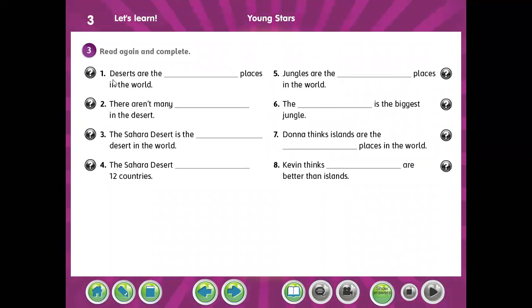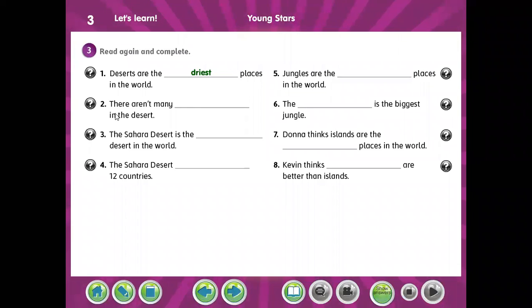Yes, teacher. Deserts are the driest places in the world. Very good, Genesis, very good. Driest place in the world, okay? Driest is the superlative of dry in the vocabulary of English, no? Good. Who wants to complete the number 2?